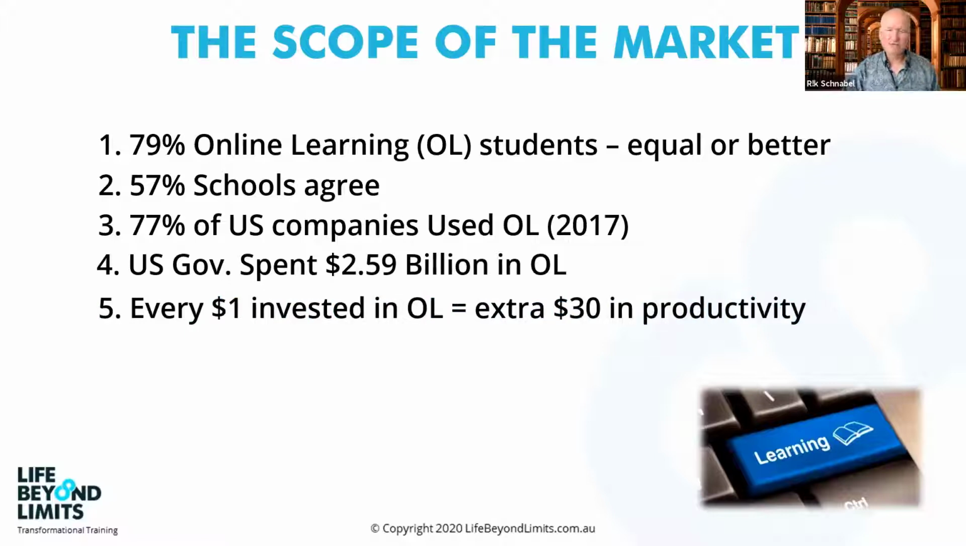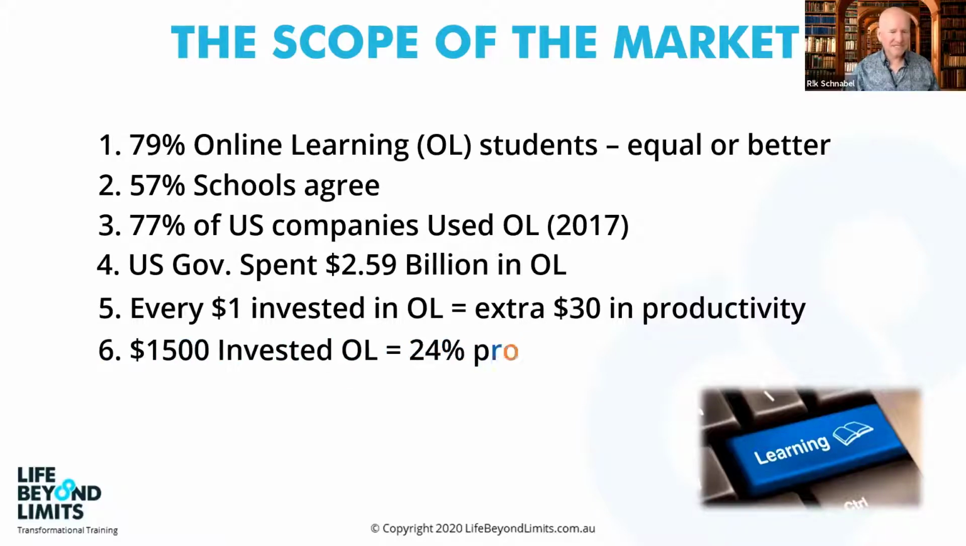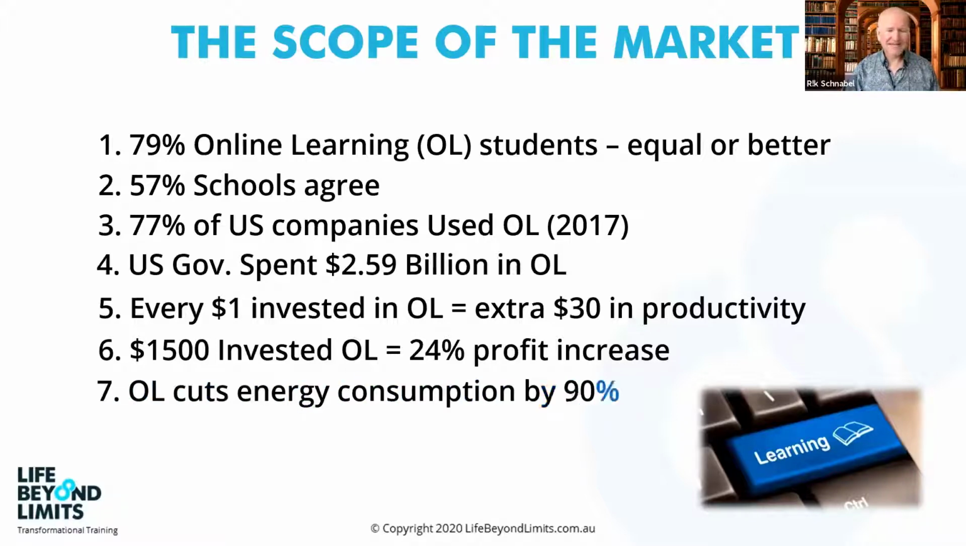Now, this was some interesting information. We discovered that every $1 invested in online learning creates an extra $30 in productivity. So every $1 spent gains at least another $29, essentially. That was a really great piece of information. We discovered that business is starting to credit online learning as being a really good way to boost their business. They also discovered that $1,500 invested in online learning equaled an increase of profit of 24%, which is huge.